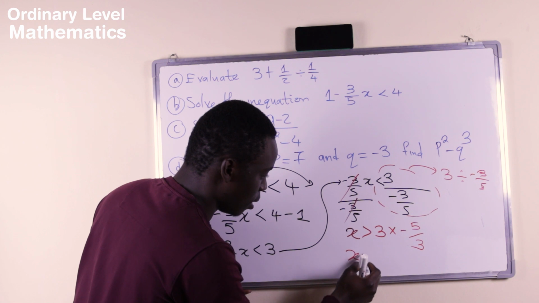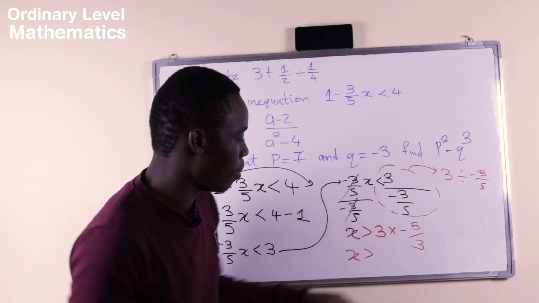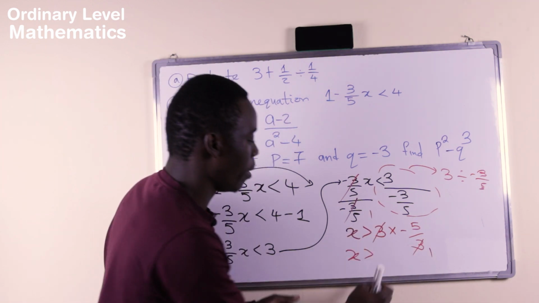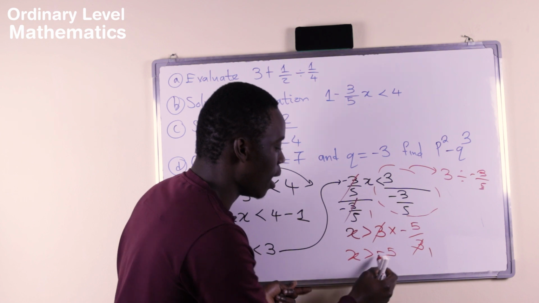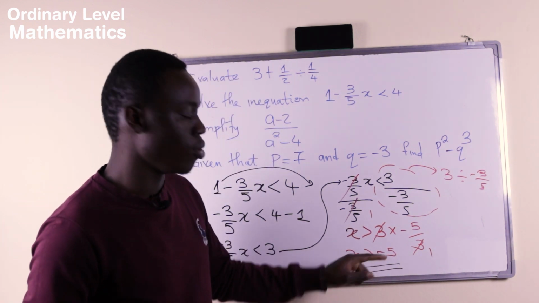Hence, x is greater than 3 times negative 5 divided by 3. This will cancel, this will cancel. Hence, we remain with negative 5 as our final answer. Hence, x is greater than negative 5.